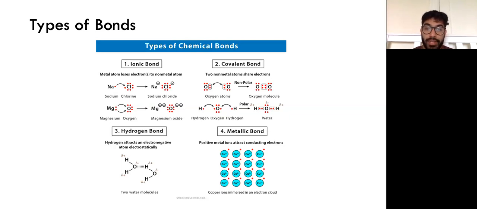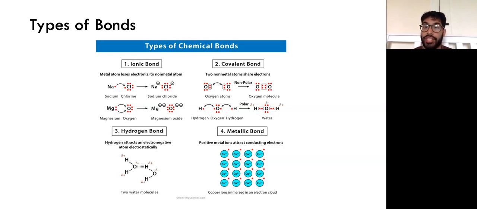Same thing with magnesium oxide. Oxygen is a lot more electronegative than magnesium, so it takes the electrons from magnesium fully, not sharing electrons, becoming an ionic bond. Covalent bond is when atoms share electrons, so they can be nonpolar and polar, meaning if they share electrons equally, it's nonpolar, but if they don't share equally, it's polar.